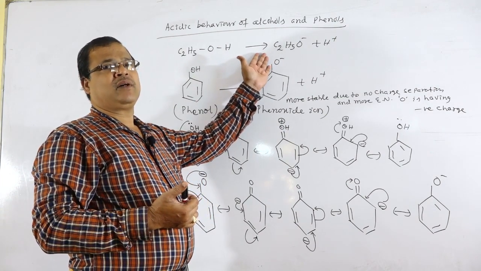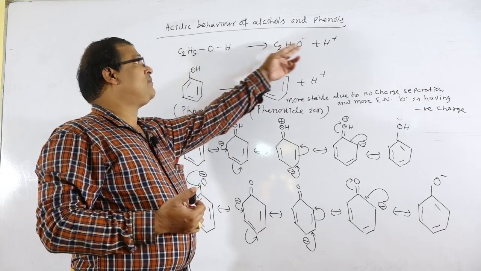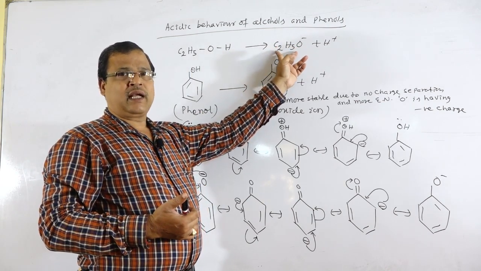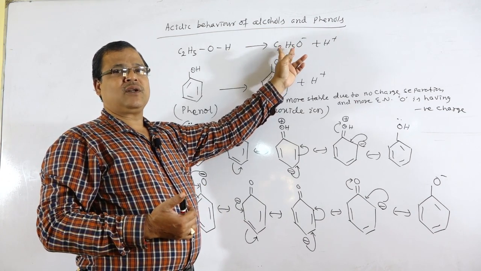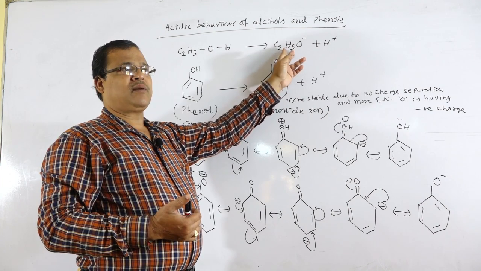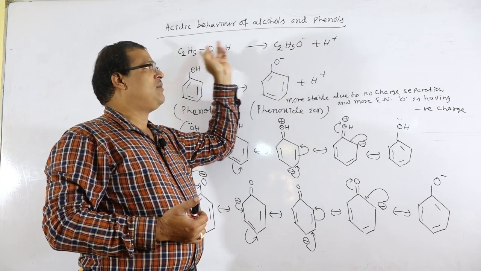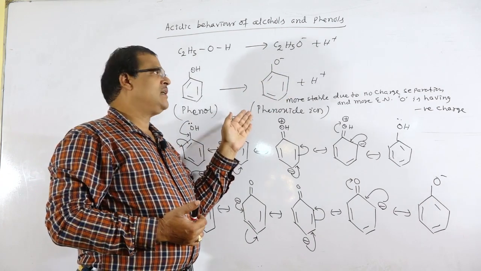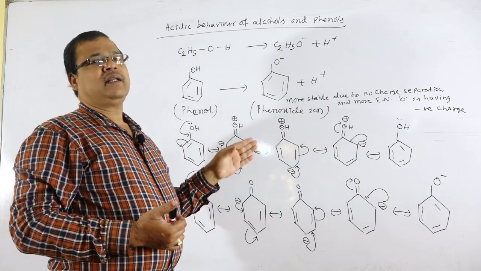Alcohols are neutral because after the loss of that H plus ion, the alkoxide ion formed, ethoxide ion in this case, is not stabilized by resonance. Ethoxide ion is not stabilized by resonance, therefore it has no ability to produce H plus ion. So phenol is acidic, but alcohols are neutral.